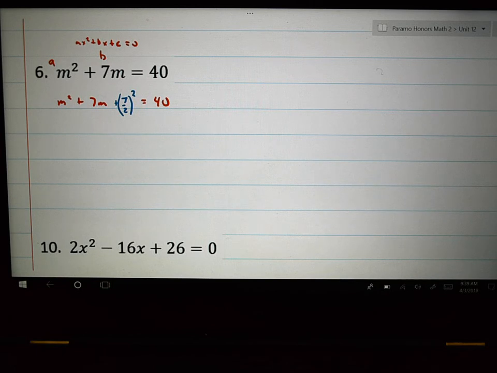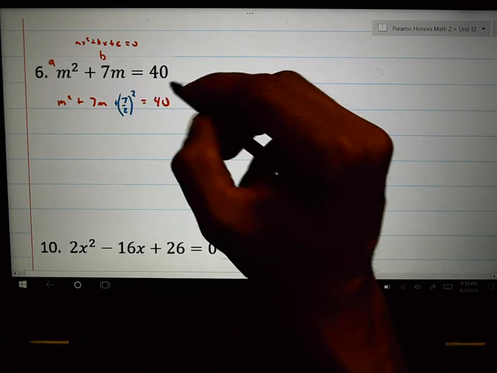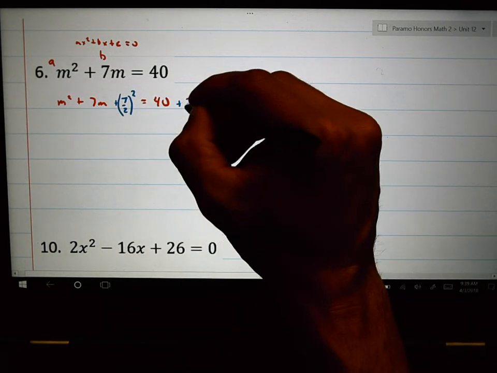They are easier to do in fraction form than decimals. How come? Because 7 over 2 times 7 over 2 is a lot easier for you to do in your head than 3.5 times 3.5. 3.5 times 3.5 is hard for you to do, but 7 over 2 times 7 over 2 will be easy. Whatever we do to one side, we must do to the other.